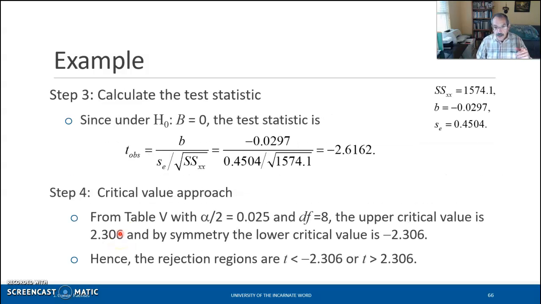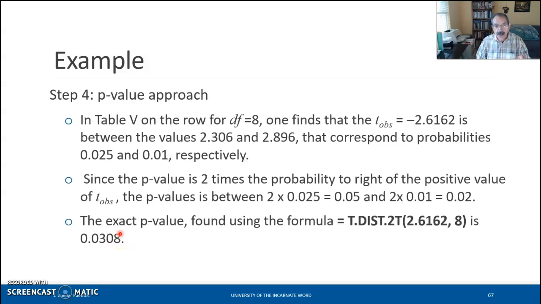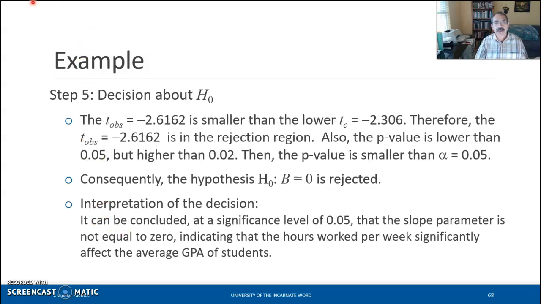All right, so now we know the rejection regions, we know the p-value, then we see that the t-observed is smaller than the lower critical value. So we know that the t-observed is in the rejection region. Also, the p-value is lower than 0.05, but higher than 0.02. Then the p-value is smaller than 0.05. So given either situation, we see that we reject the null hypothesis. So the slope is not 0.